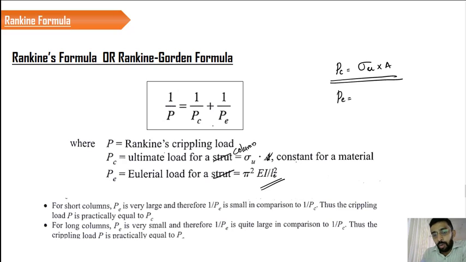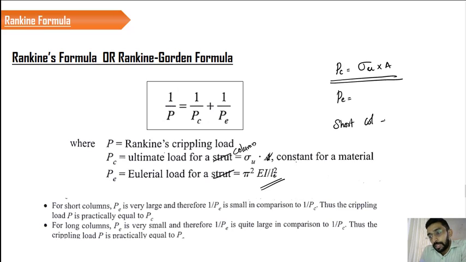Now the question is how this formula works. It is also called the Rankine-Gordon formula. The question is how this is applicable for all types of columns, like short columns, medium columns, and long columns. How can this simple formula be applied? The answer is like this. For short columns, what is the condition?